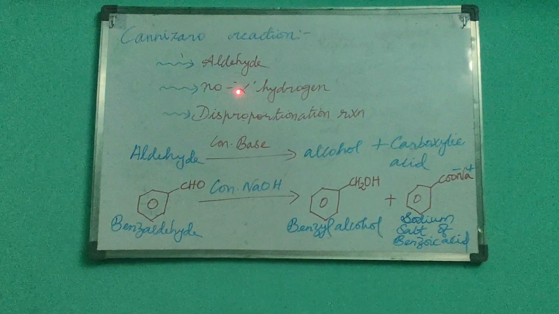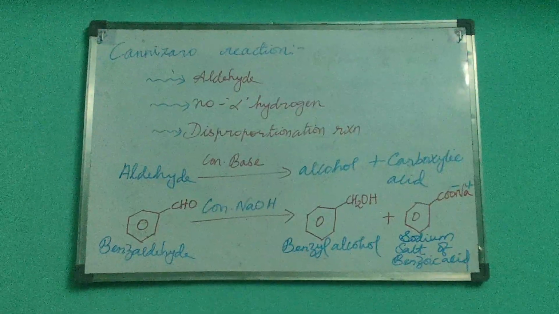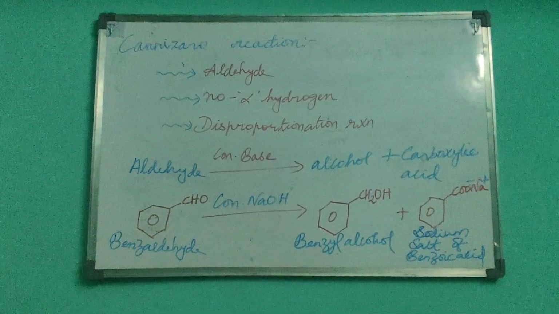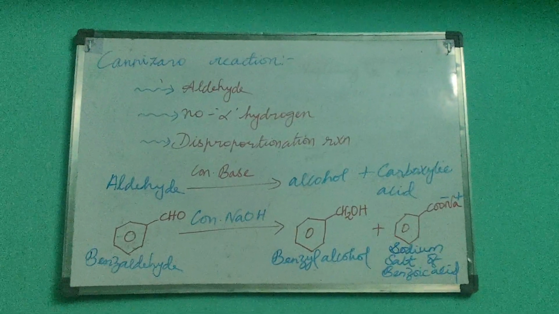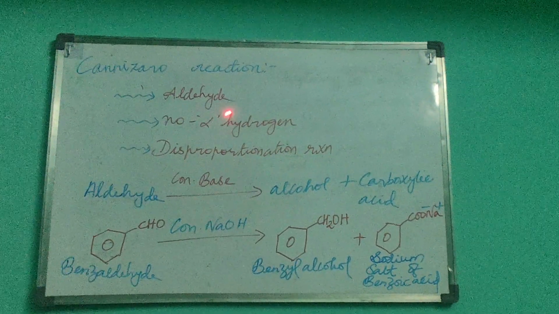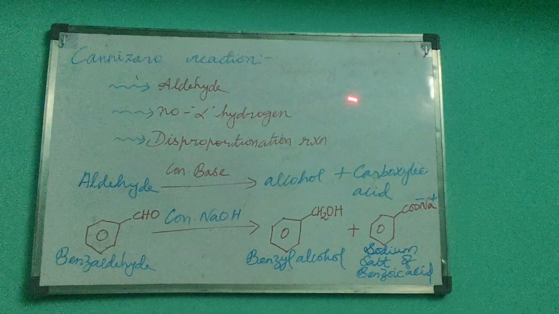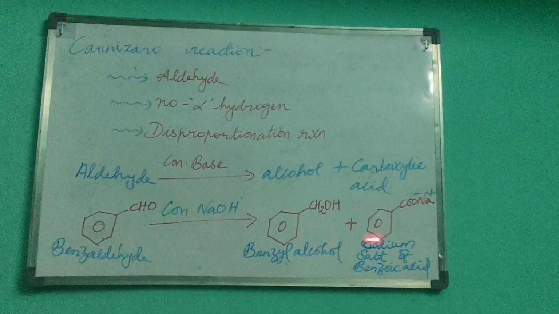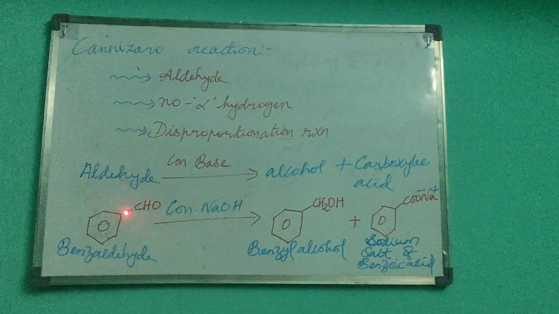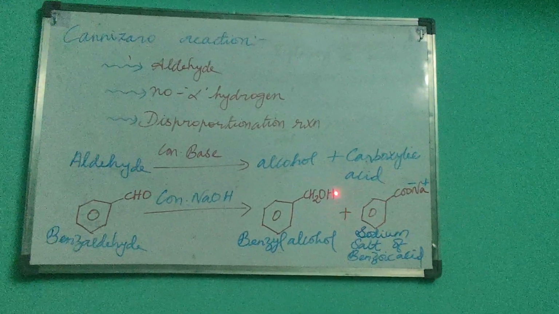Second, the Cannizzaro reaction is also known as a disproportionation reaction. Disproportionation means the same substrate or the same compound will undergo oxidation as well as reduction. Remember, disproportionation is entirely different from a redox reaction. In a redox reaction, one substrate will undergo oxidation while the other undergoes reduction simultaneously. But in a disproportionation reaction, the same substrate will undergo both oxidation and reduction.